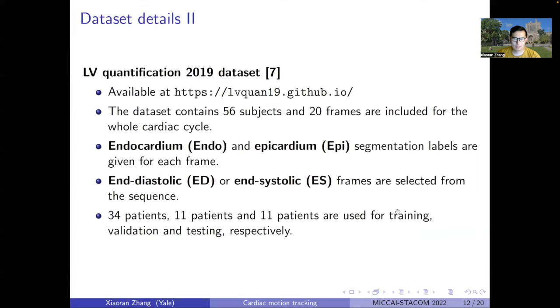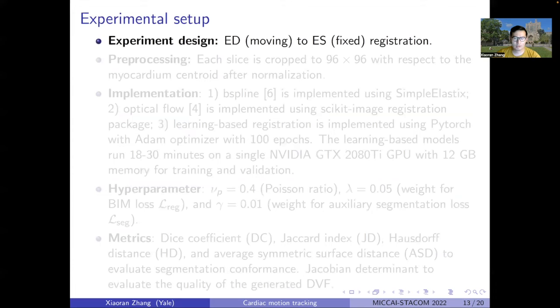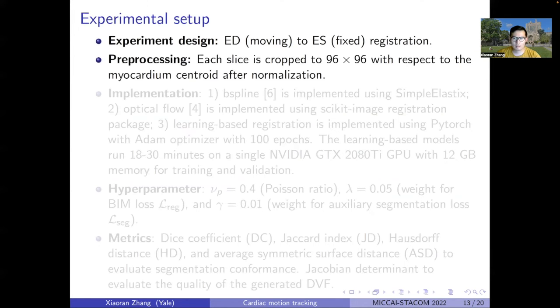We set the ED frame as the moving image and the ES frame as the fixed image in the ACDC and LV quantification datasets in order to estimate cardiac contraction. Each slice in both datasets is cropped to 96 by 96 with respect to the myocardial centroid after min-max normalization.